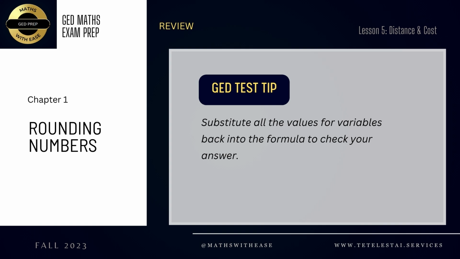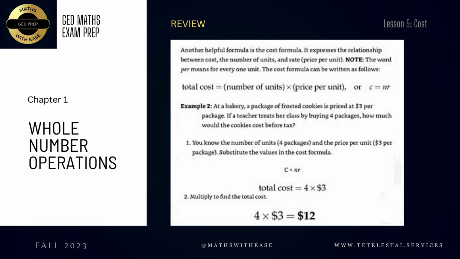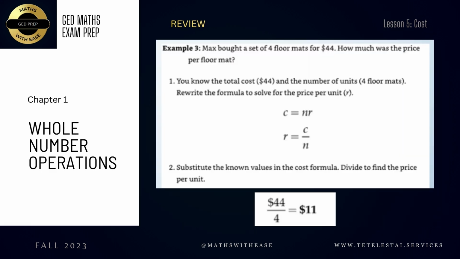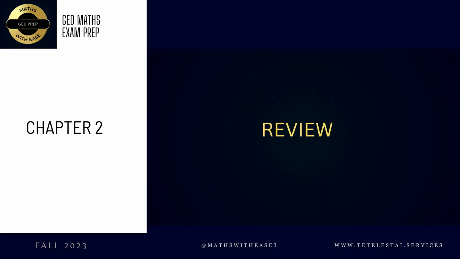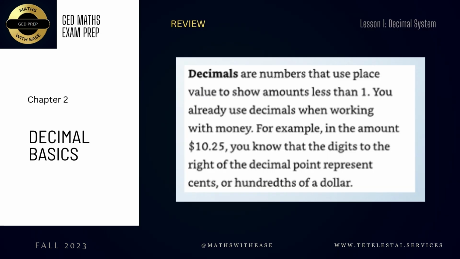Okay, and these are just more, so that's essentially the end of chapter 1 review. And then chapter 2, I'll just go over it really quickly because we just went over this a few days ago. We talked about decimals, a decimal system, and basically decimals are numbers that reflect amounts that are less than 1, okay? And they reflect those amounts by using place values.